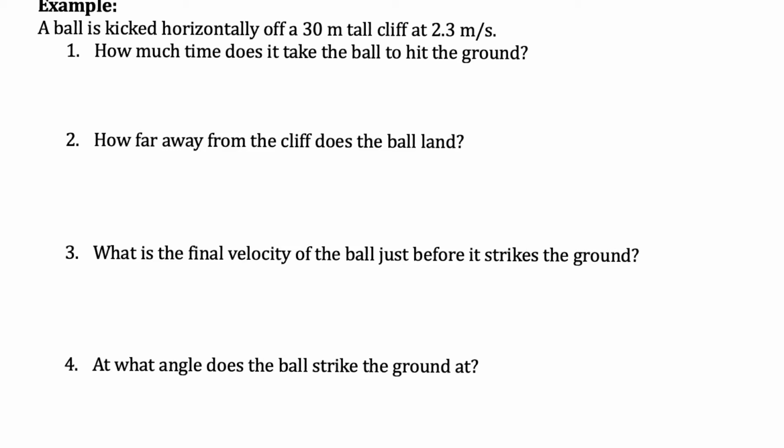Hey y'all, in this video we are going to go over the example from the projectile motion notes. In this example we have a ball being kicked horizontally off a 30-meter tall cliff at a velocity of 2.3 meters per second. So first let's just draw a picture to give you an idea of what's going on here. It never hurts to do this.